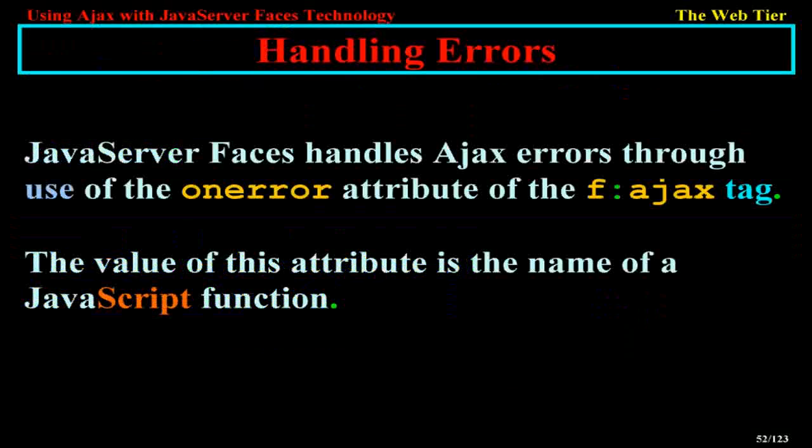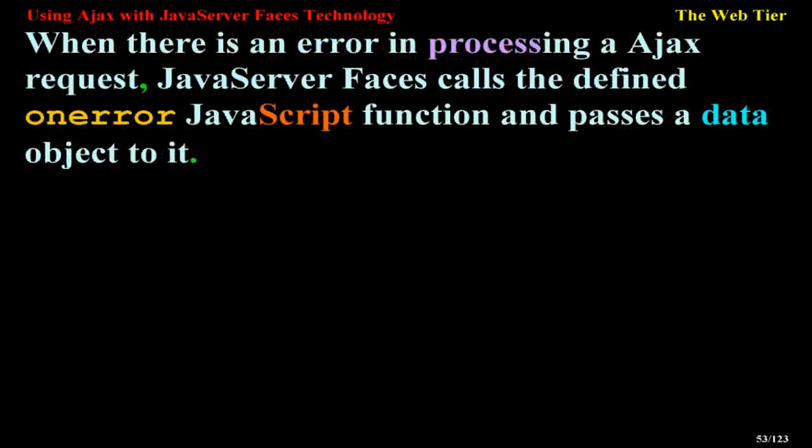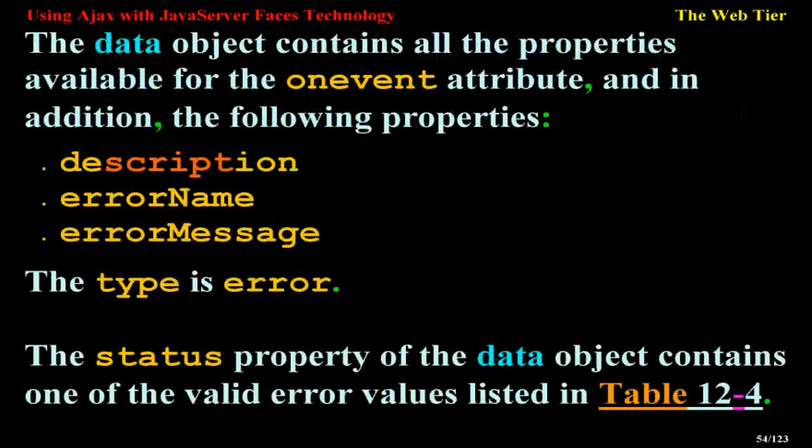Handling errors. JavaServer Faces handles Ajax errors through use of the onerror attribute of the f:ajax tag. The value of this attribute is the name of a JavaScript function. When there is an error in processing an Ajax request, JavaServer Faces calls the defined onerror JavaScript function and passes a data object to it. The data object contains all the properties available for the onevent attribute, and in addition, the following properties: description, errorName, errorMessage. The type is error. The status property of the data object contains one of the valid error values listed in Table 12-4.